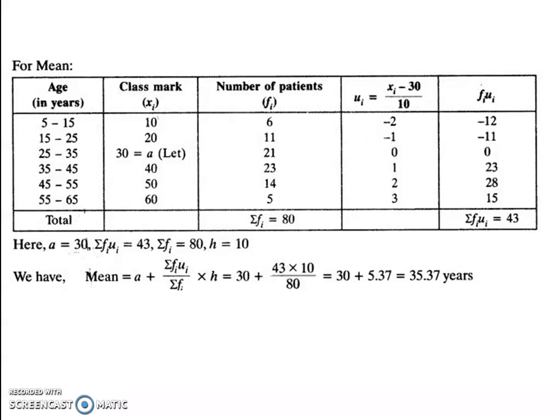The next two topics are mode and median. You don't have the graph in this statistics chapter. It is a deleted portion, that is the cumulative frequency curve and ogives are deleted. So you only have mean, mode and median.